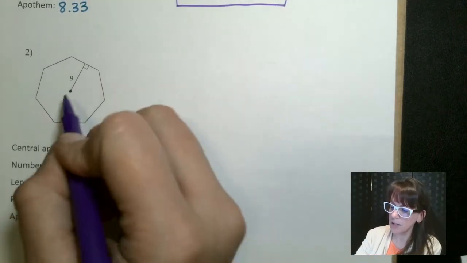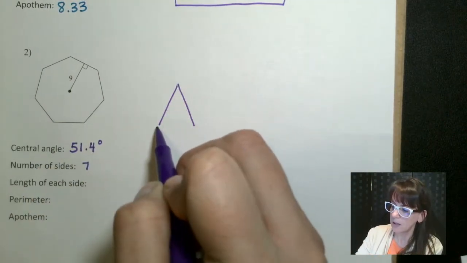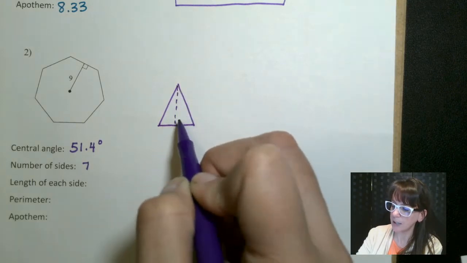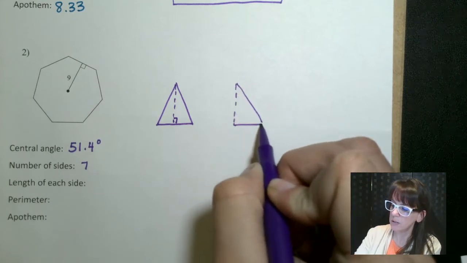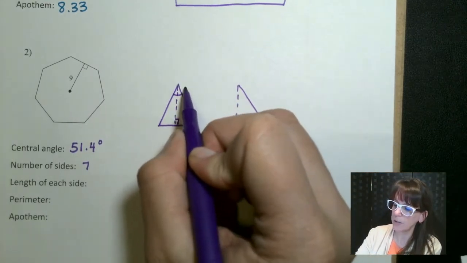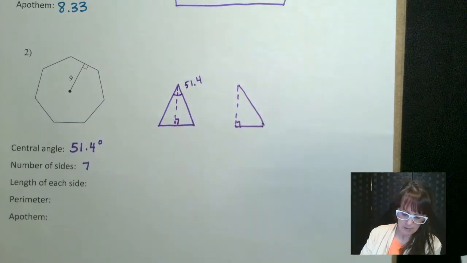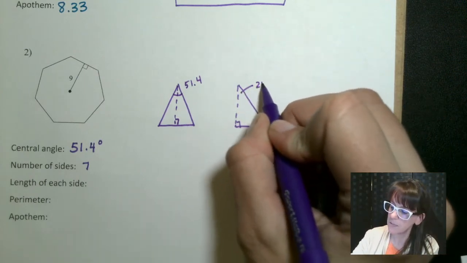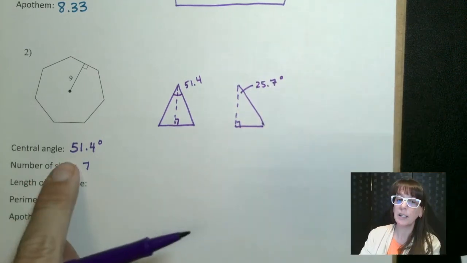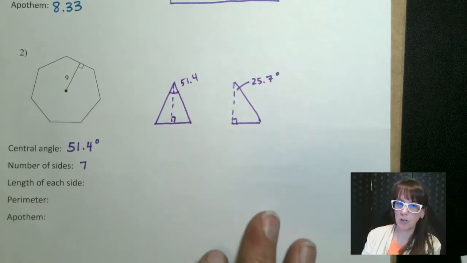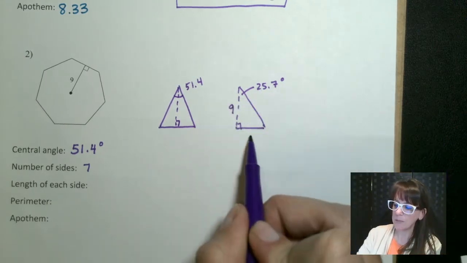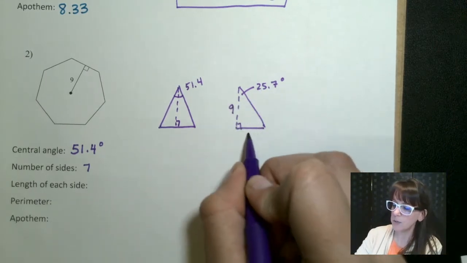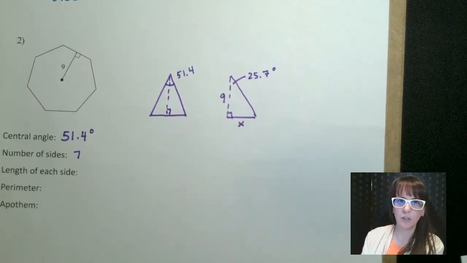So again, if I draw this triangle out, my apothem is this thing right here. Up here, I know this is 51.4. But if I take 51.4 and divide that by 2, I end up with 25.7. So we always take our central angle and divide by 2 because we're using half the triangle. I don't know what the bottom is, but I do know that this is 9. What I am trying to find is the side here. So I'm going to use X for side. I don't like to use S because it looks like a 5.